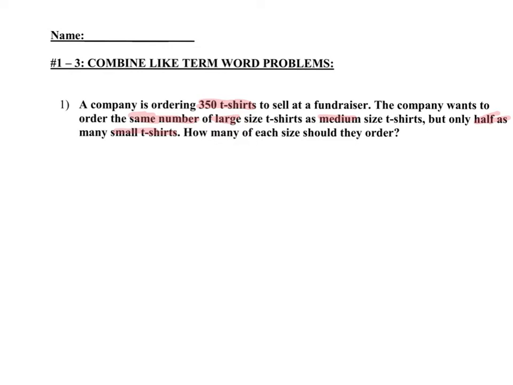So we know right off the bat that when we set up our equation, it's going to equal 350 because of this right here. And we know that for our total, we're going to be adding our large, medium, and small together. So we need to set up a variable to solve this. And we're going to use T for t-shirts.